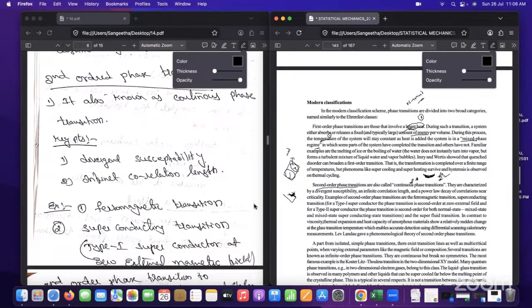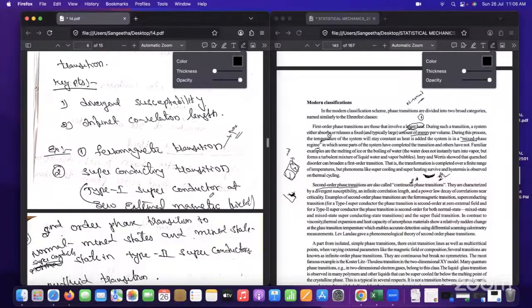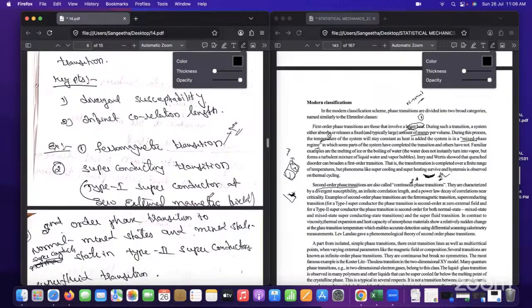It is the continuous phase transition. So what are the examples? Ferromagnetic substance converting into paramagnetic substance. This is one example. Next, type 1 superconductor phase transition with zero magnetic field. Zero magnetic field type 1 superconductor. This is another example. Next, superfluid transitions also come under second order phase transition.